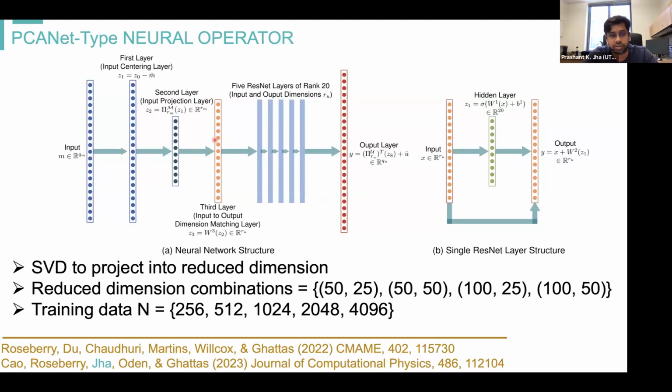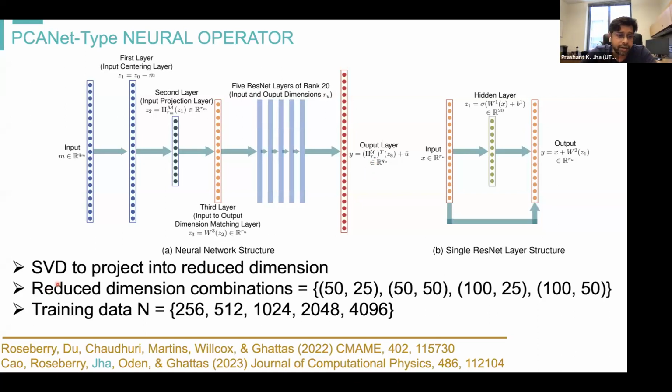Here, input goes to the centering layer. So you first center the data, then you reduce the dimension using SVD projection. Then you match the dimension to the output dimension, and then we have 5 ResNet layers at the core, and then we get an output layer which we project back to the finite element dimension.